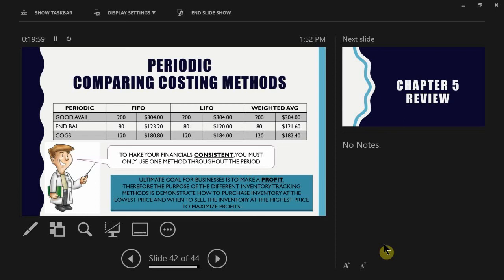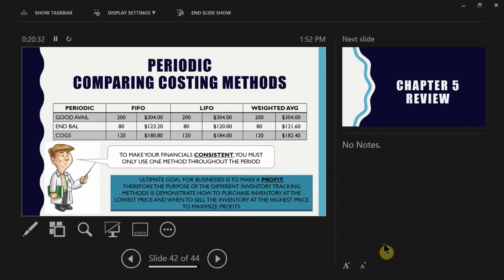Now compare it to the weighted average. I sold 120 items to give me an average cost of 182. So in this case, I didn't make a good profit or I didn't make a loss either. I'm kind of in between. Same thing here. When I have my inventory as 80, I have 121 remaining. So in this case, it's just right in the middle. You didn't cost it too high or you didn't cost it too low.